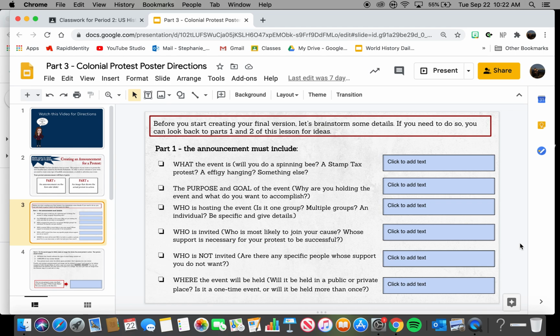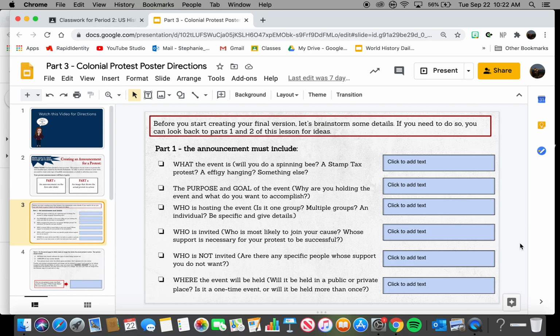The next one is who is not invited. Who do you not want to go? Are there any specific people whose support you don't want? Maybe it's the people on the other side. Maybe it's British soldiers or the British themselves who you don't want invited because they're obviously not for your cause. Where will the event be held?